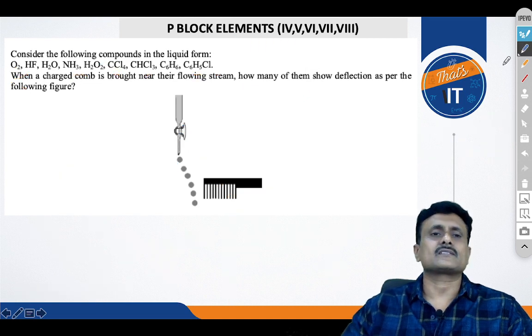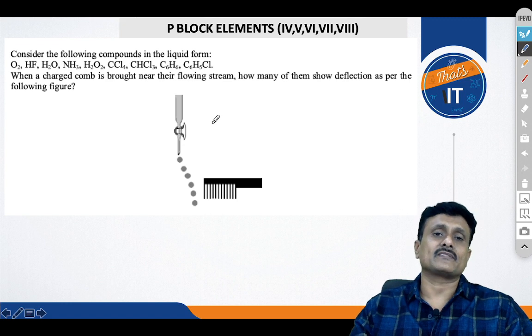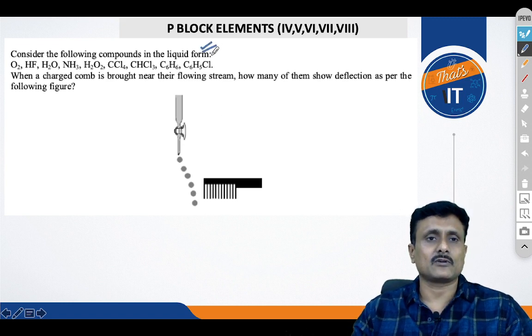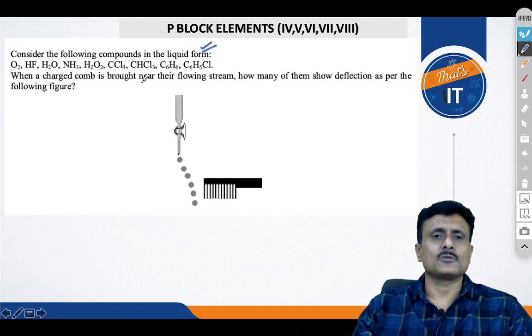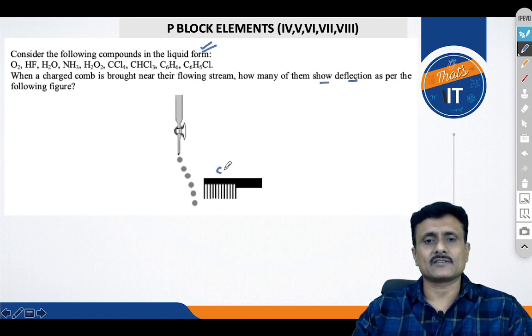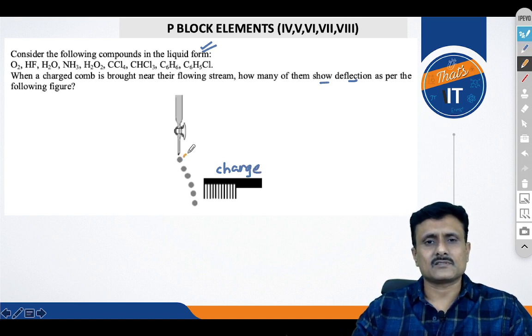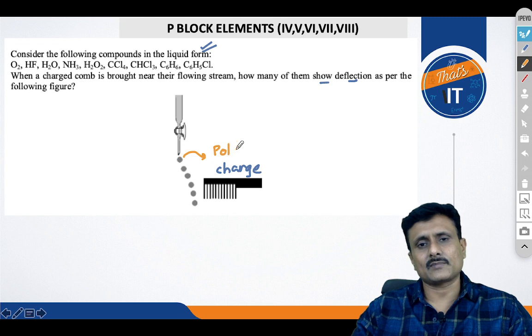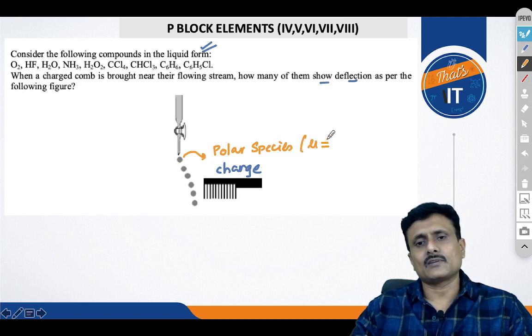Now let's see another interesting question. Consider the following compounds in the liquid form. You can see that it is being mentioned not in the gaseous form. So this has no way of being related to the dipole moment in the gas phase, whereas a charged comb is brought near to the flowing stream of these liquids. How many of them are deflected? You know that this leads to a charge on the comb, and if the stream is getting attracted, that means only the polar species get attracted. Polarity means net dipole is not equal to 0.